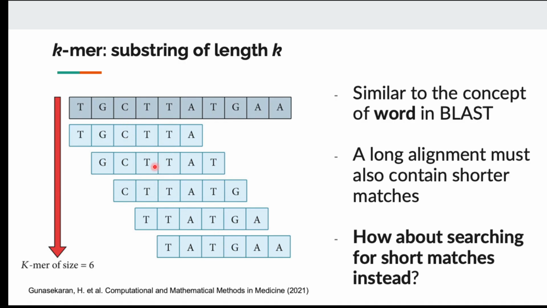If I have a ribosomal RNA in the database, and it contains TGCTTA, it contains GCTTAT, it contains CTTATG. If it contains all these patterns, it's very likely that that RNA is going to match my read, because it matches every 6-mer in my read. So the chance is that it's probably going to match the whole sequence.